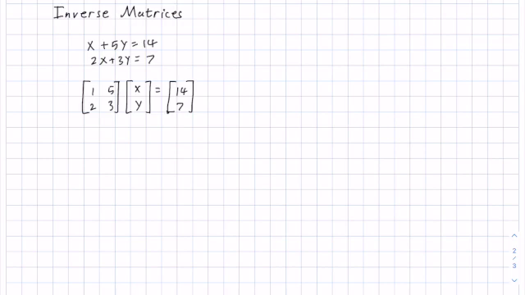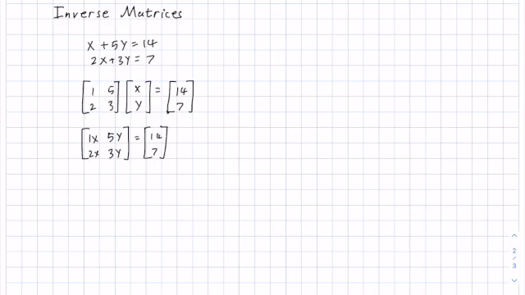Now, you can think of this as the same thing as this. Because if I were to multiply these matrices, this matrix times this matrix, I'd end up with 1x plus 5y, 2x plus 3y, and that'll be equal to 14 and 7.